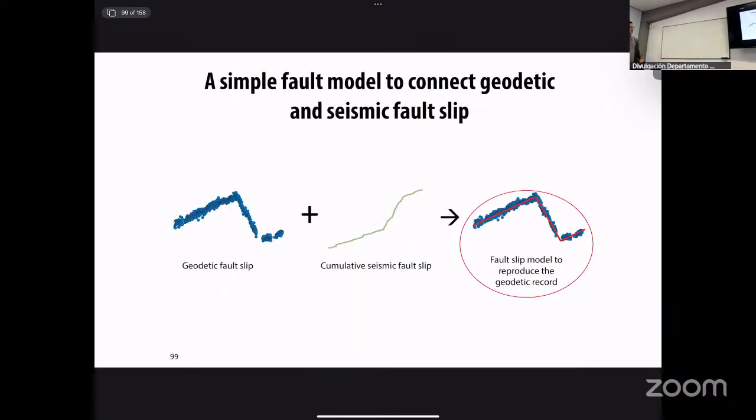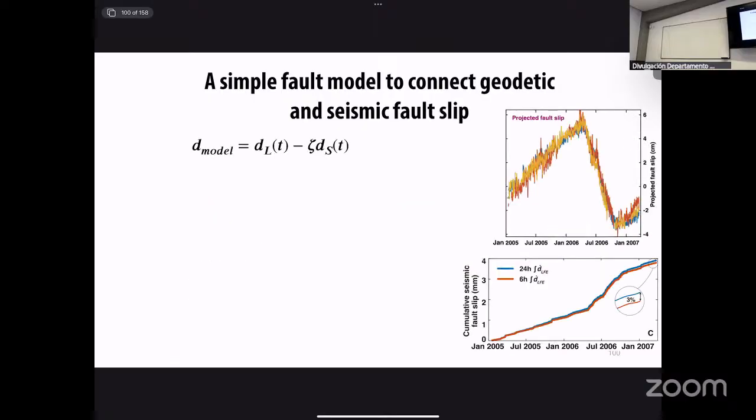So now we have our geodetic fault slip. We've taken the surface displacements and projected them onto the plate interface. And we have a cumulative seismic fault slip from the low frequency earthquakes we observed. And so now we can try and connect those together with a very simple model.